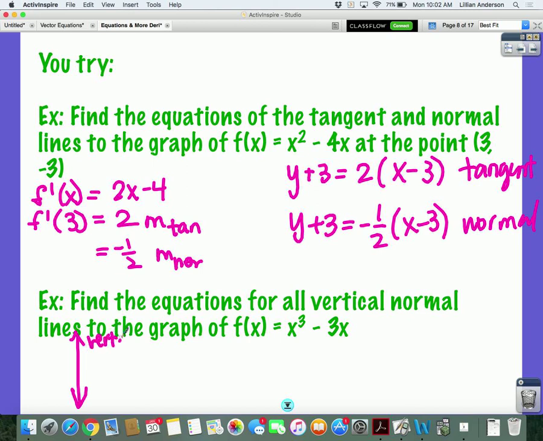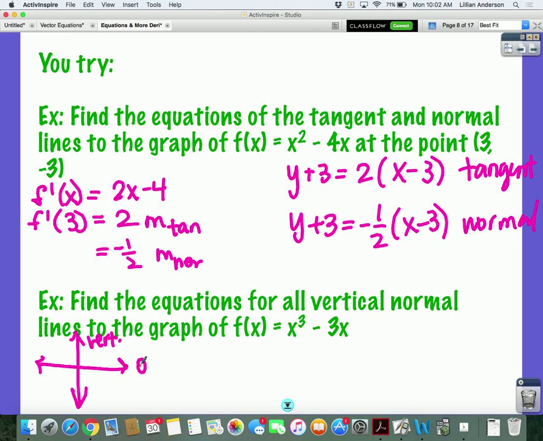There's no slope. But if there's no slope for a vertical line, then that means that its tangent line has to be what? Has to be 0. Okay? So if you're trying to figure out what are the equations for all the vertical normal lines to the graph of this particular thing, then you need to figure out the derivative. So the derivative equal to 0, because you know that's what the slope is for the tangent line, and then you'll figure out exactly what x equals, because x equals represents the equation for all vertical lines.